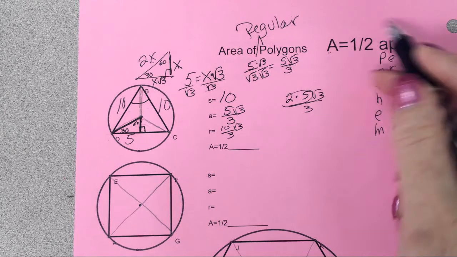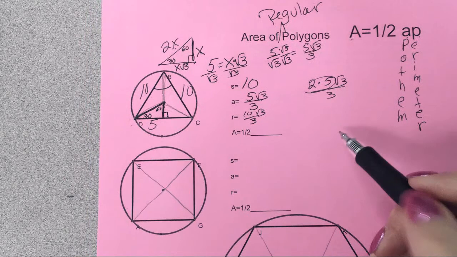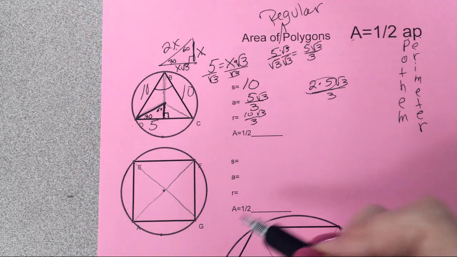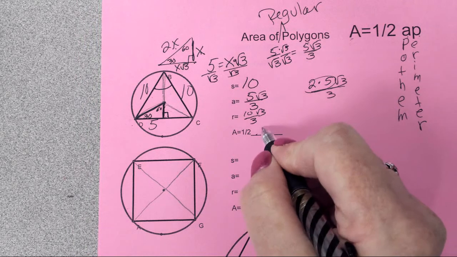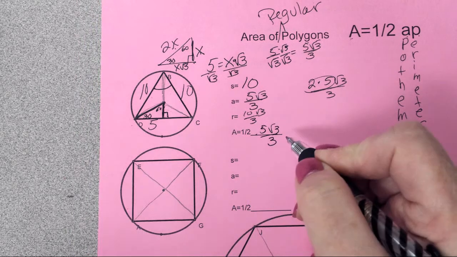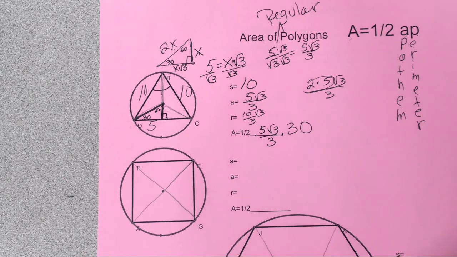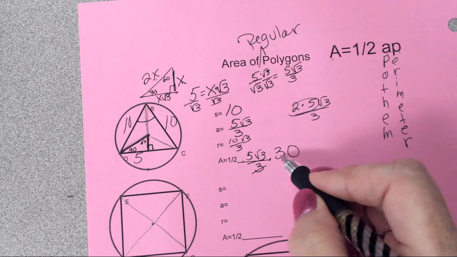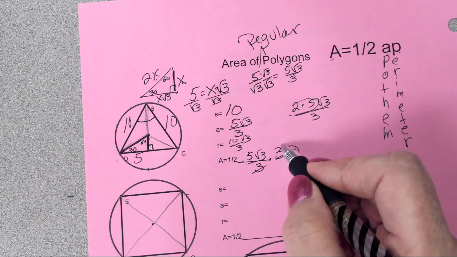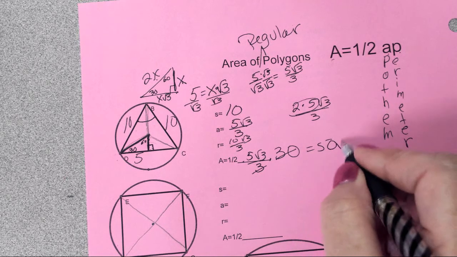Luckily, we don't need that in the formula. Formula is just 1/2 apothem times perimeter. And perimeter is easy enough because we started with sides of 10. So 1/2, again, we found our apothem was 5 radical 3 over 3. And our perimeter is going to be what? 30. It's just 3 of the sides. So this one winds up being kind of easy because the 3 will cancel into 30.